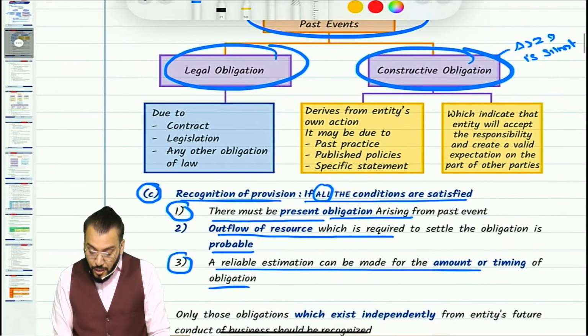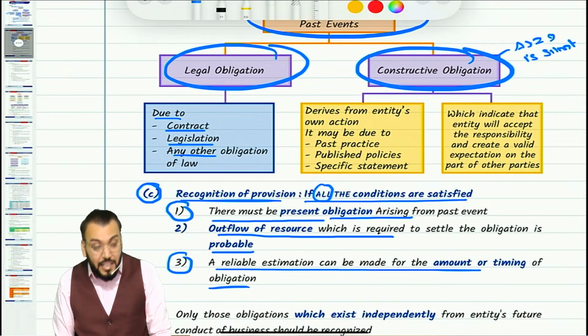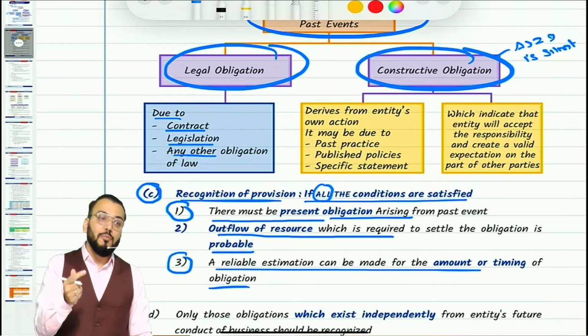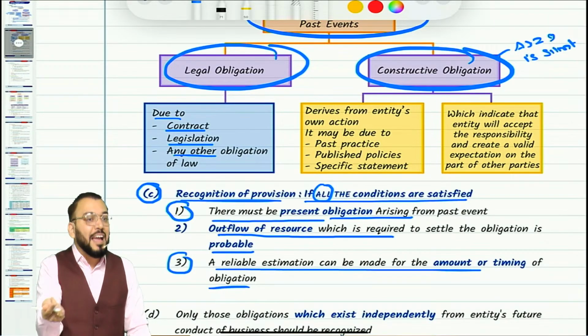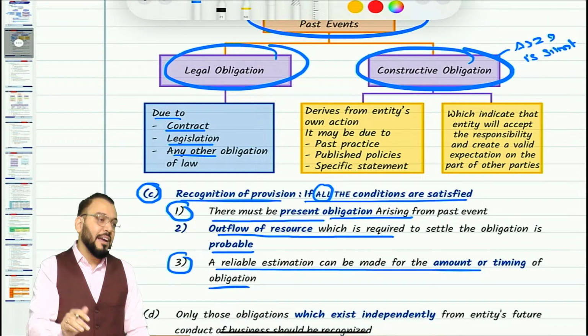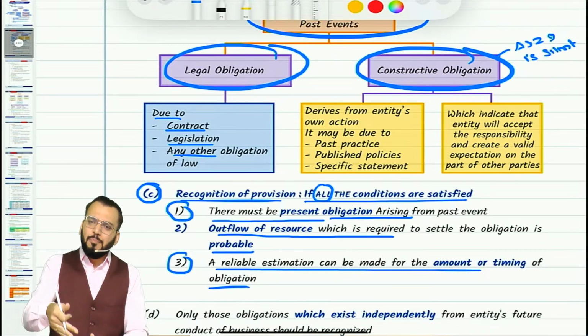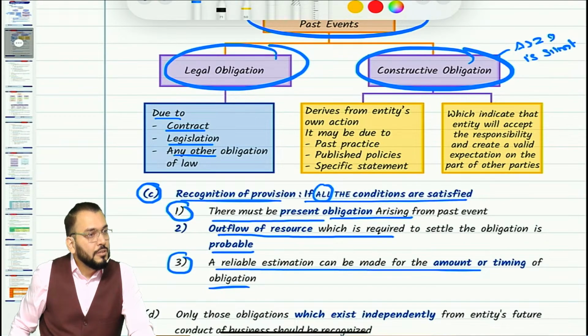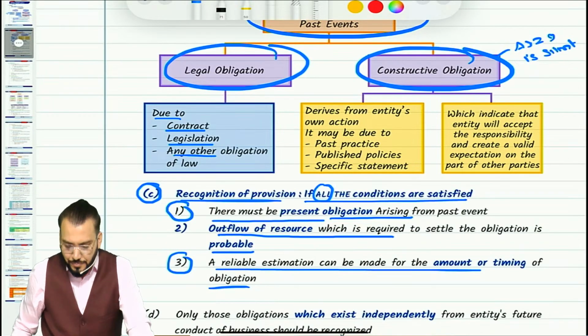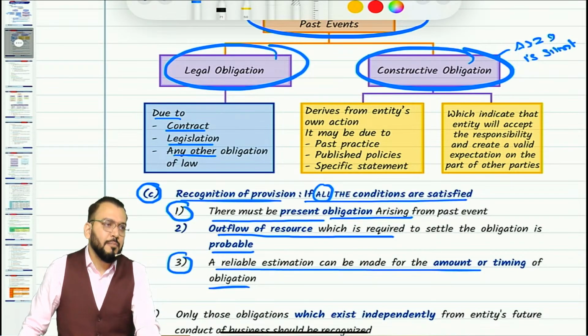Legal obligation means which is due to contract, legislation or any other obligation of law. Legal obligation will include contractual obligation as well as any legal obligation that arises due to some act. Understood? Both examples will be covered in this chapter. So legal obligation means which arises due to contract or any other law or act. Got it? Now let me give one more example.